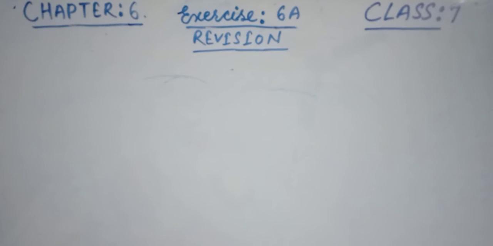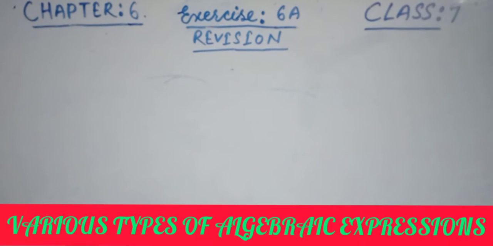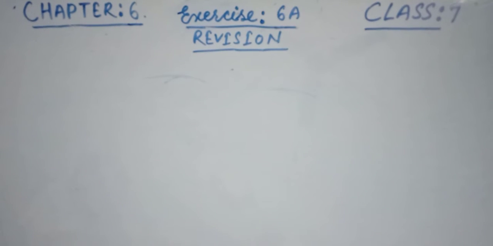Now here are the various types of algebraic expression, friends. So please go through the book, page number 97, page number 98, friends. Then we will find the various types of algebraic expression, and we had already discussed this in the previous video lecture. So please go to my channel and search in the playlist. There is a video about the algebraic expression, chapter number 6, class 6, okay, class 7, sorry.